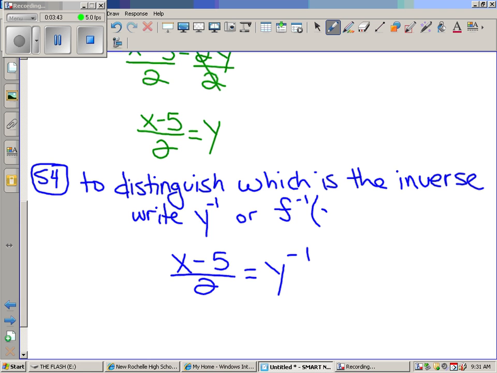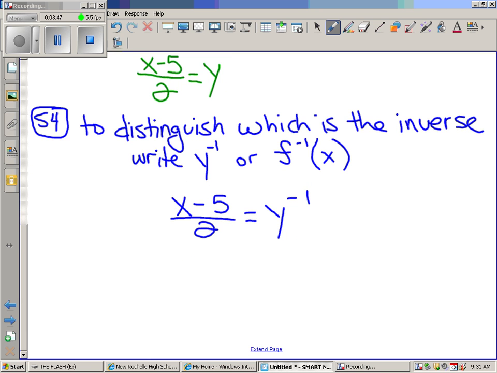You could say f inverse of x. So if the y's are confusing to you, you could have done it like this.